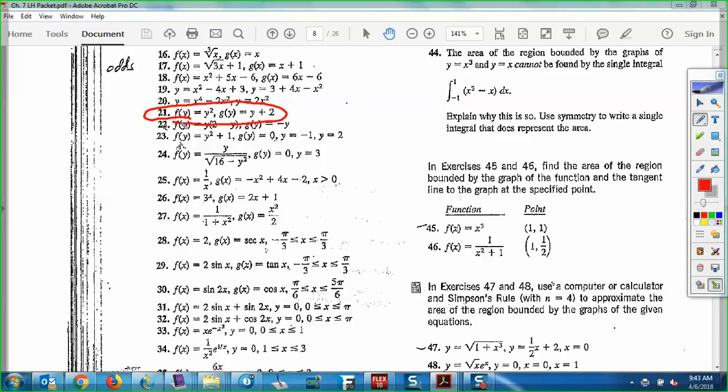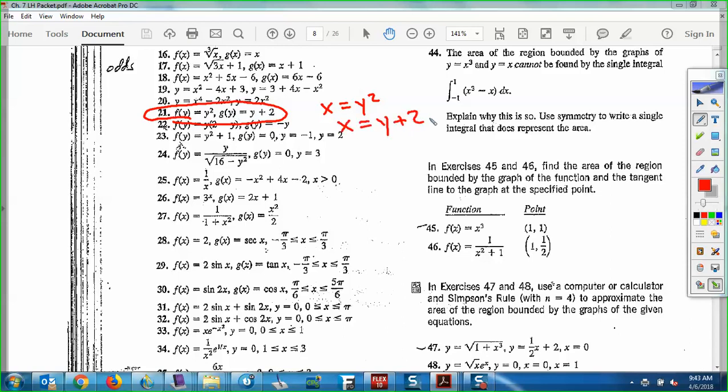Now it says f of y equals y squared. What does f of y mean? It's another name for x, right? Just like f of x is the same as y, f of y is the same as x. So when they say f of y equals y squared, they're saying x equals y squared. And when they say g of y is y plus 2, they're saying x equals y plus 2.